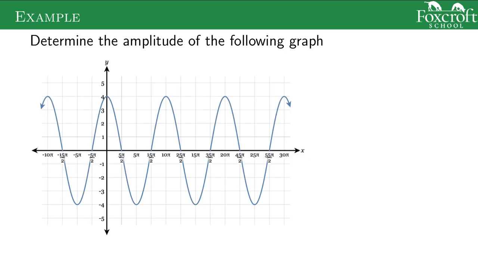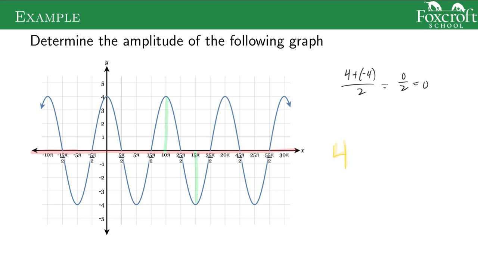To determine the amplitude of this graph, the first thing I would do is figure out where the midline is. Midline we know how to do. We find the average of the top and bottom, and we get 0. So the midline is right in the middle of the graph, y equals 0. The amplitude is the height of the wave from the midline to the top or the midline to the bottom. Either one is the amplitude, and if we count, that's just 4. So the amplitude of this sinusoidal function is 4.